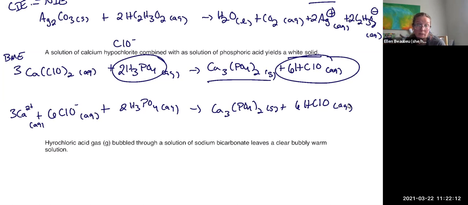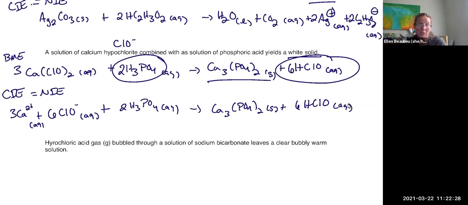Now, are there any spectators? This is my complete ionic equation. I don't see anything that's the same on both sides. Everything, again, chemically changed, so I'm not going to be able to cross anything out. So this is also my net ionic equation.